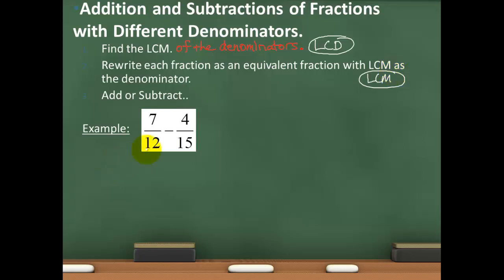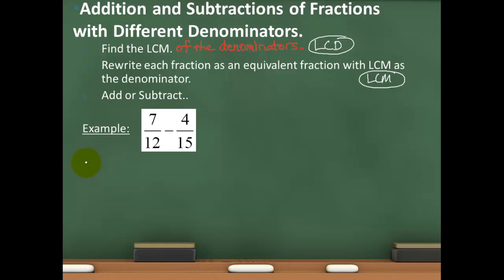So instead of having these two denominators being different, we're going to do some multiplication so that we can have the same denominator instead of two different denominators. Because when we have the same denominator, it's a lot easier to add or subtract. And then last but not least, we'll add or subtract. All right? I'm going to do that prime factorization process one more time so we can use that to find the LCD.